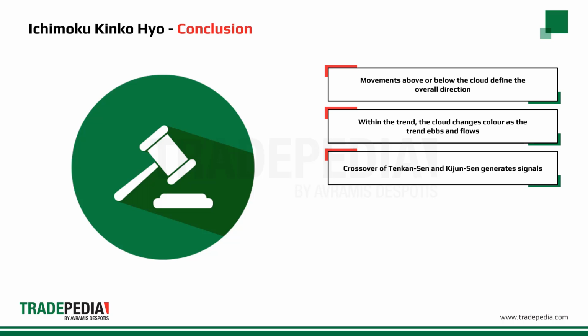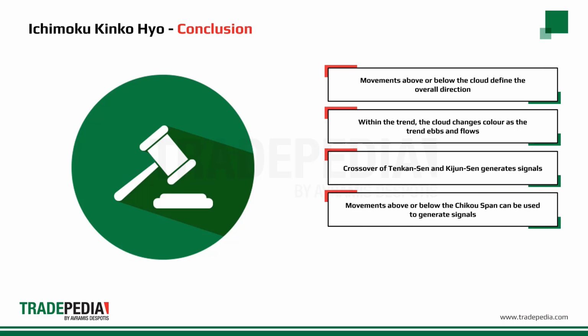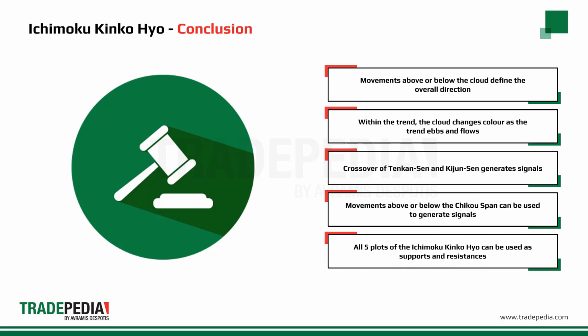A bearish signal is generated when Tenkan-sen crosses below Kijun-sen, and a bullish signal is generated when the Tenkan-sen crosses above the Kijun-sen. Movements above or below the Chikou span can be used to generate signals. When the Chikou span is below the prices, the trend is considered to be bearish. When the Chikou span is above the prices, the trend is considered to be bullish. All 5 plots of the Ichimoku kinko hyo can be used as supports and resistances.